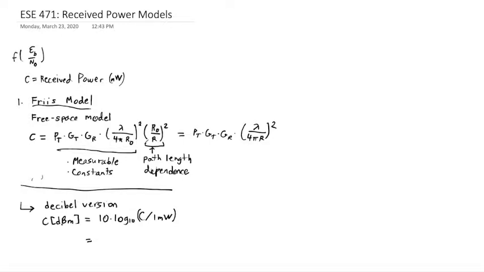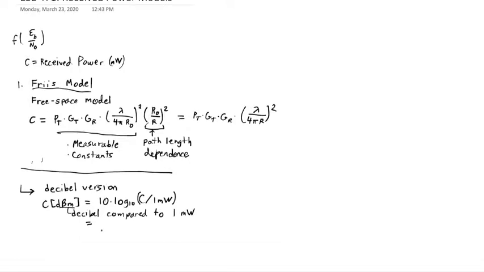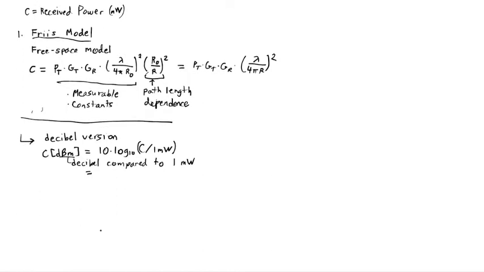The dBm stands for decibel compared to 1 milliwatt. When we take the 10 log 10 of C divided by 1 milliwatt, we're taking the 10 log 10 of this expression. All those parts of the expression that were multiplication are now turning into addition when we convert these to dBm.